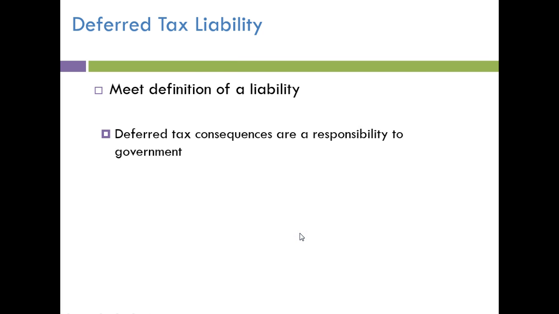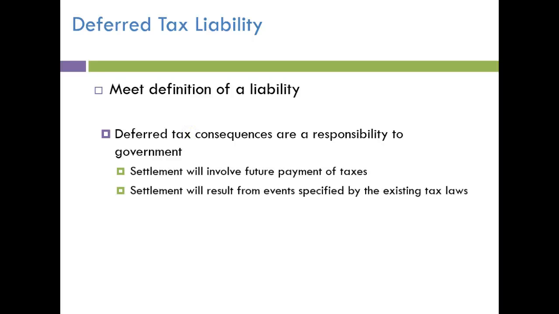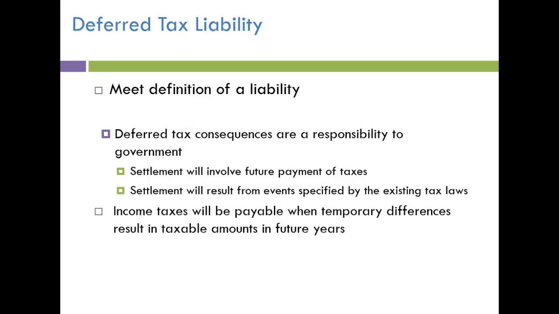Deferred tax liabilities, they're going to be a liability. It's a deferred tax consequence we owe the government. We're going to owe the government money on that asset. We depreciated more of it because we were allowed to do that, but it's going to catch up with us because we're going to ultimately owe a little more down the road. So it's going to involve future payments of taxes.